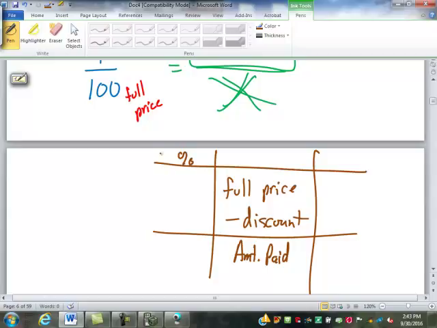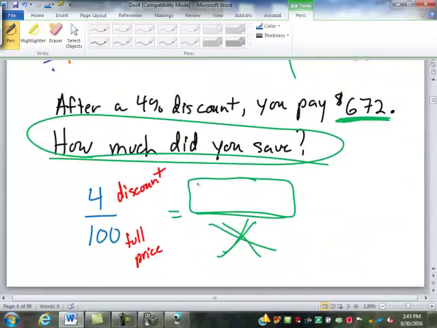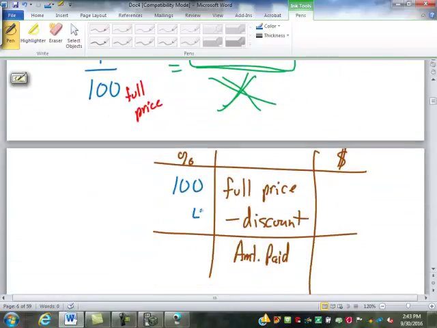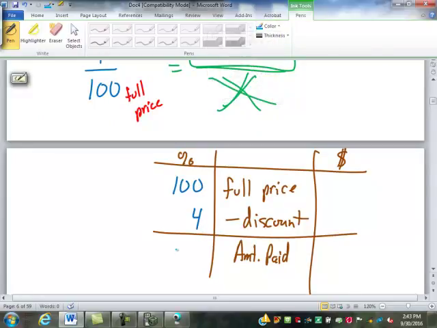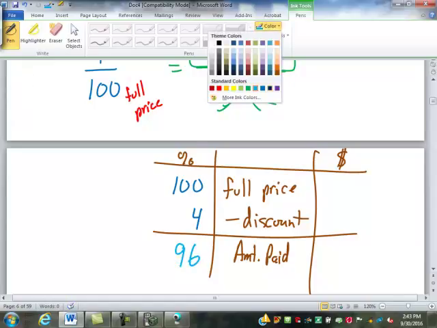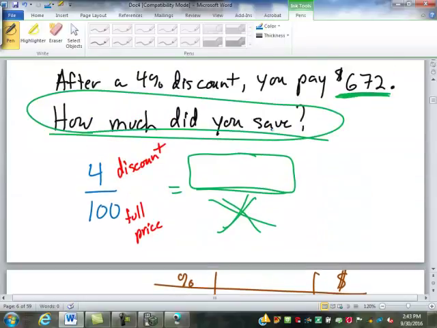Every item in that problem has a percent that describes it and another number, and it's still dollars for this one. The full price is always 100%. What was the discount in this problem? 4%. So what percent is the amount paid? 100 minus 4 makes 96%. On the other side, what dollar amount do we know? The 672 represents what? After discount, the amount you paid.